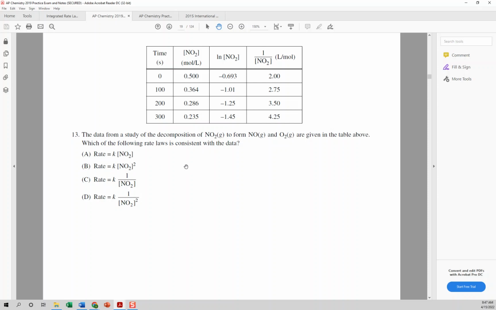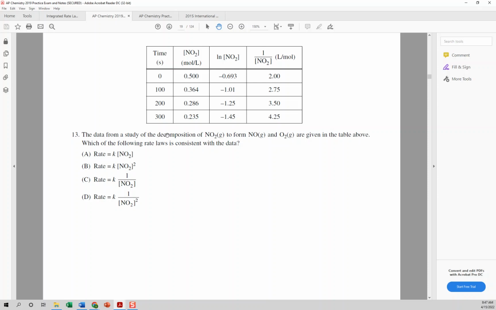Now, the question is, which one of these would give us a straight line? Unfortunately, we don't have the data to get half-lives, because if at time initial it's 0.5, what's half of that? 0.25. I guess we did make it down kind of in between there, but we don't have enough data to get a second half-life.